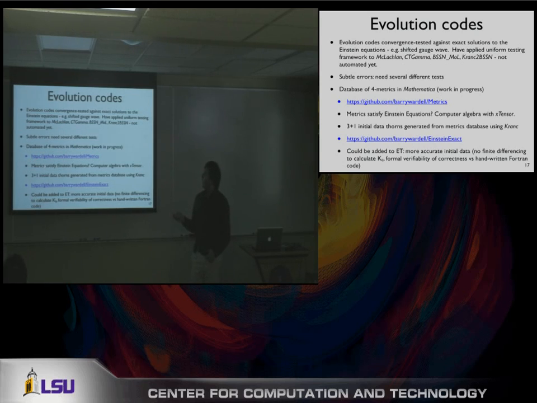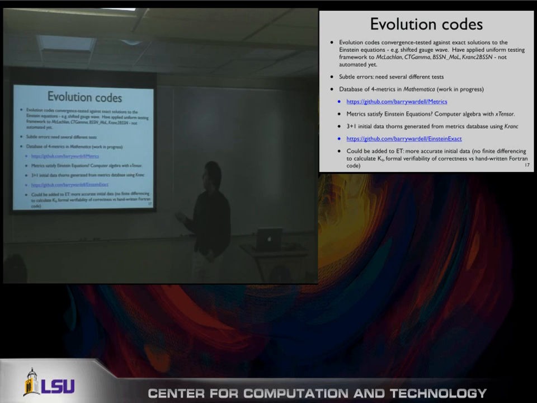We want to test that these metrics satisfy the Einstein equations. If you're going to use these in numerical relativity, you want some assurance that they're correct. And you can test that using some computer algebra package. For example, we use xTensor, which seems to be the leading Mathematica tensor manipulation package. These are vacuum metrics, so you can compute the Ricci tensor and show that it's 0 for these metrics.